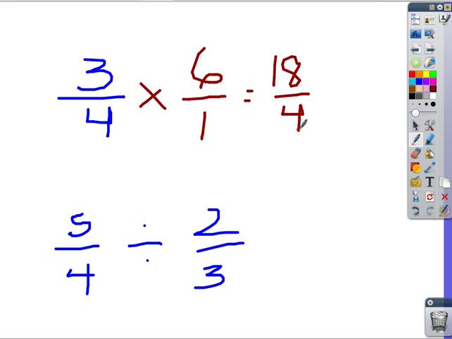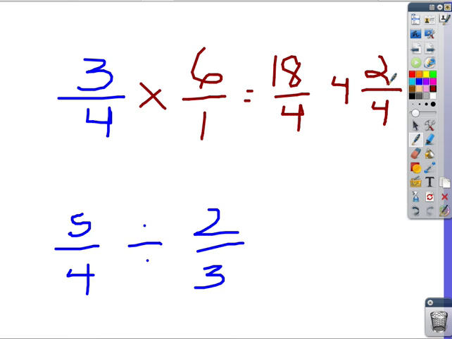Now we have a top heavy, so we have to ask ourselves, how many times does 4 go into 18 without going over? And if we said 4, that is correct. 4 times 4 is 16. 2 left over, so 4 2/4, which we also know is 4 1/2.